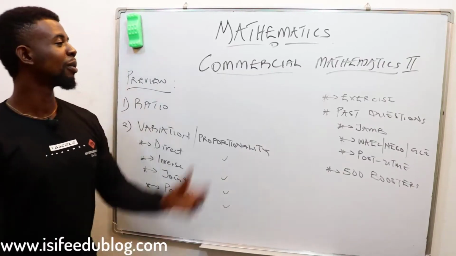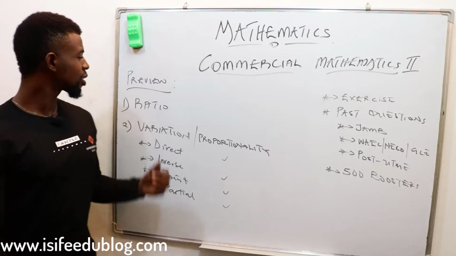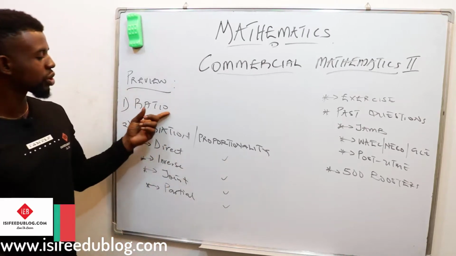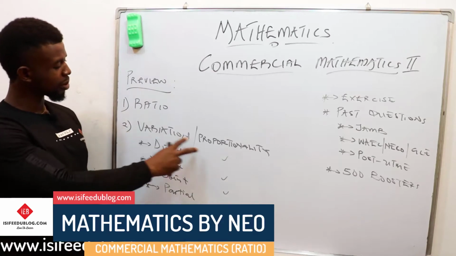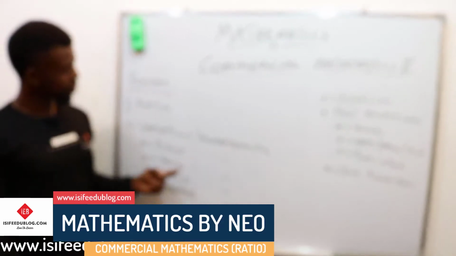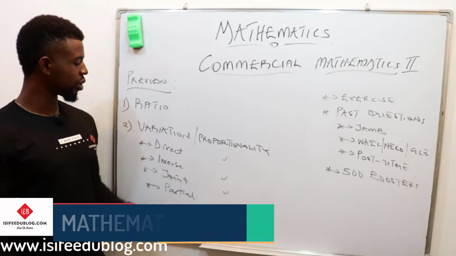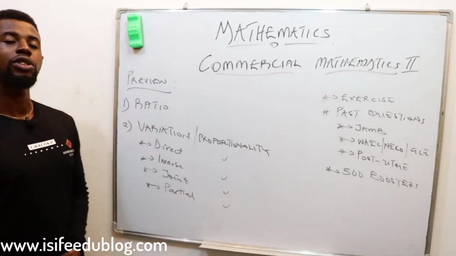Hello friends, and welcome to Commercial Mathematics 2. Under this Commercial Mathematics 2, we'll be looking at ratios, then variations of proportionality. Under variations of proportionality, we'll be looking at direct variation, inverse variation, joint variation, and partial variation.